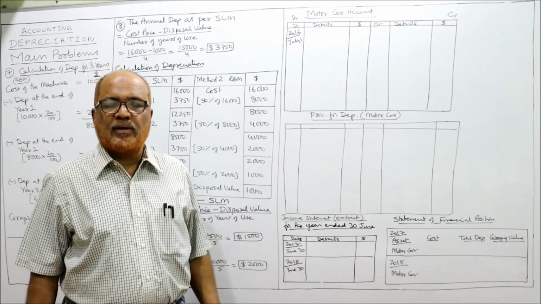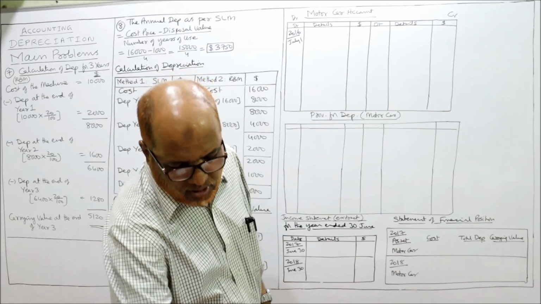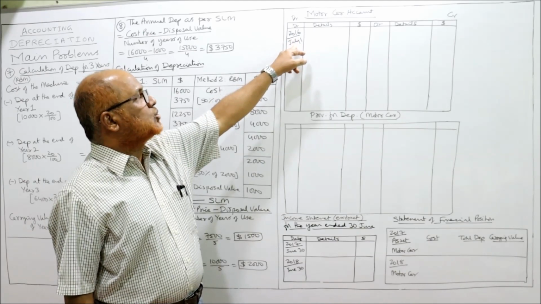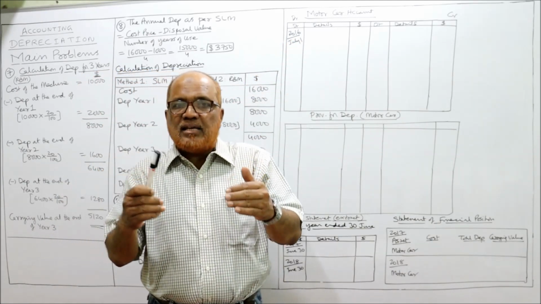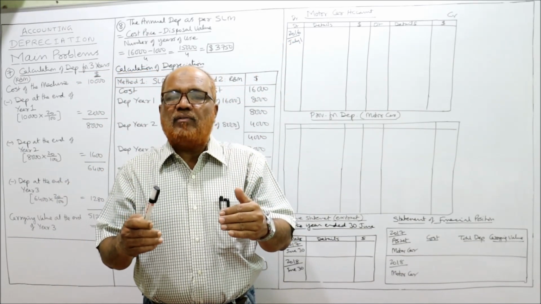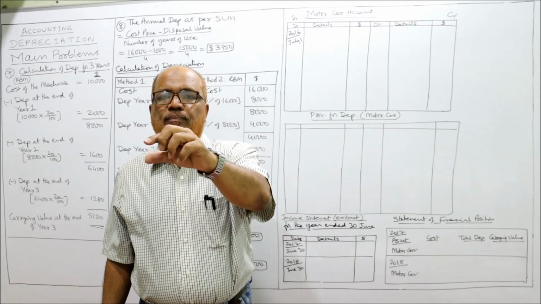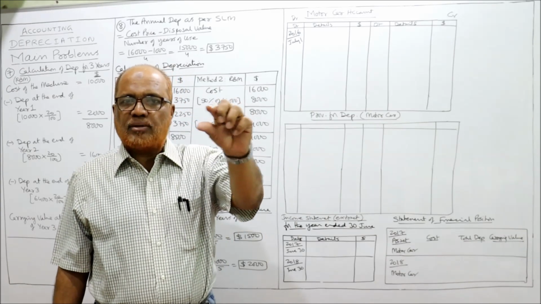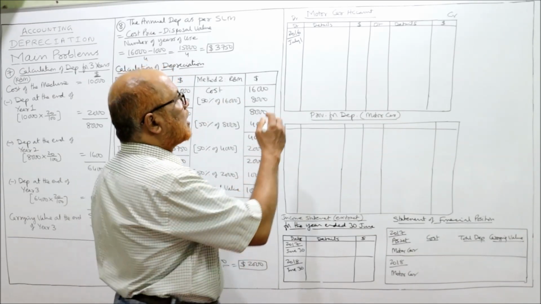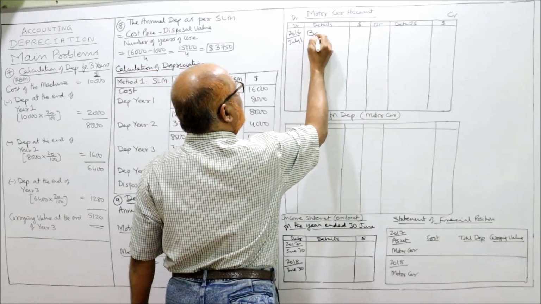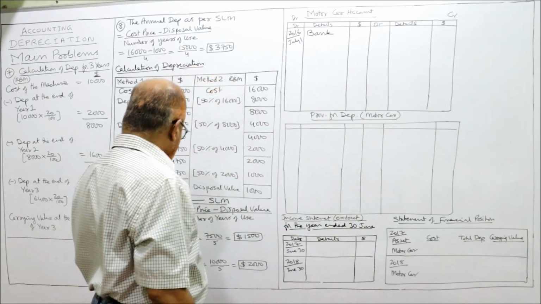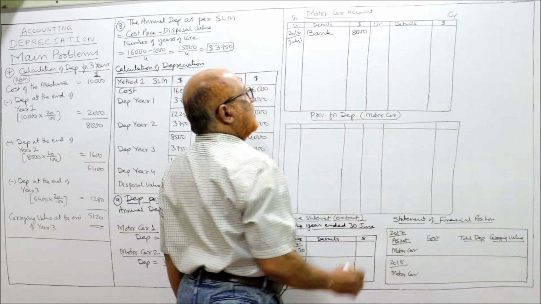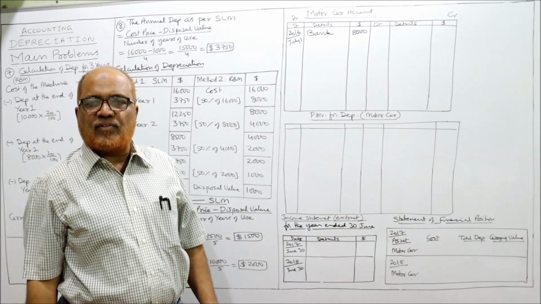We'll complete this one. Motor car was purchased. First motor car was purchased on 1st July 2016. So 1st July 2016. When car is purchased, the entry will be motor car account debit, then bank account credit. Motor car debit, bank account credit. So motor car, here I am writing bank. What is the cost of the first motor car? It is 8,000. 8,000 is the cost of the first motor car.